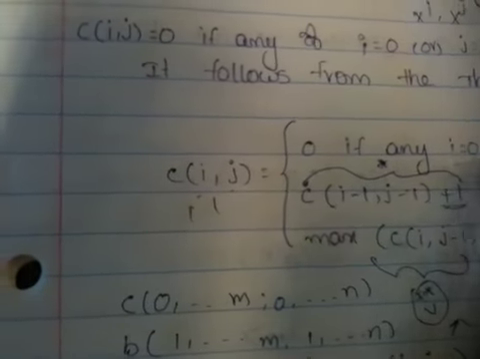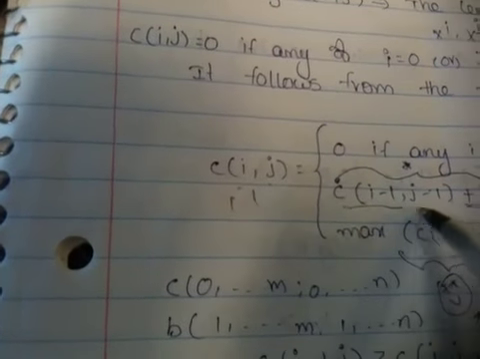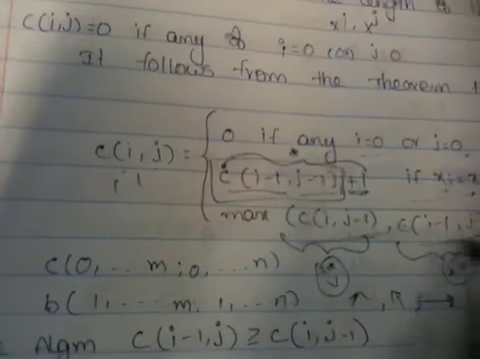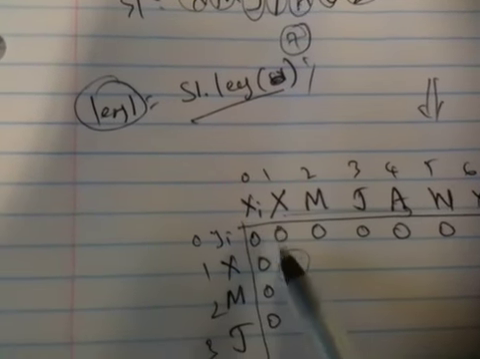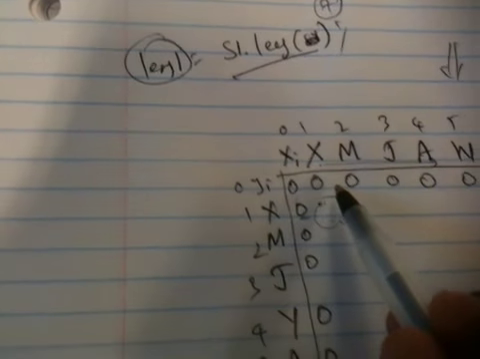If any i is equal to 0, so if it's row 0, everything is 0, it's already done. The second case is C of i minus 1 comma j minus 1, the cross one, plus 1, or the maximum of the adjacent ones. I'll show you how. For example, first you must check all three, first the adjacent. This is a condition that you have.